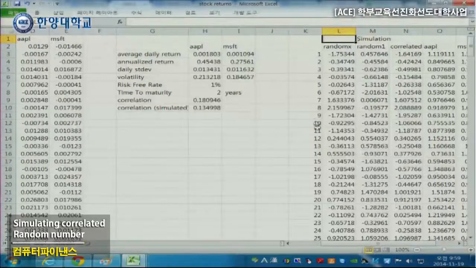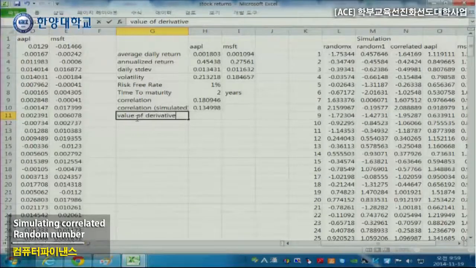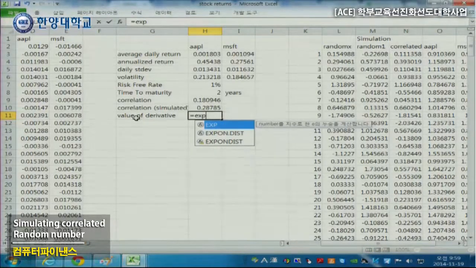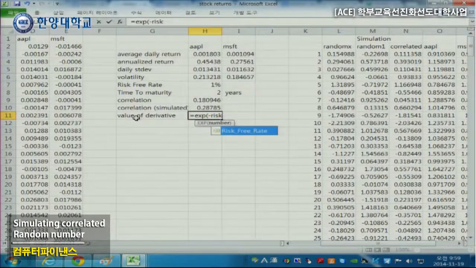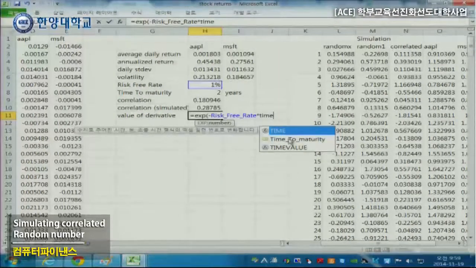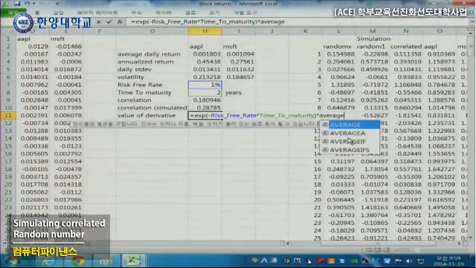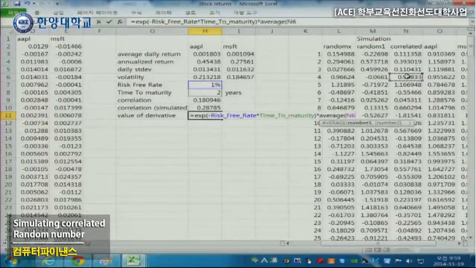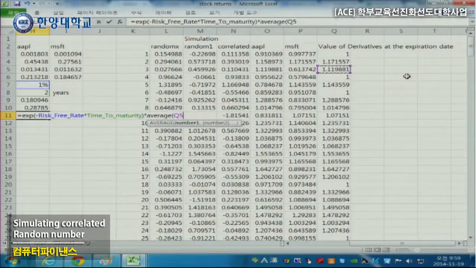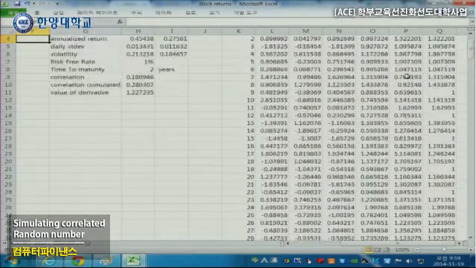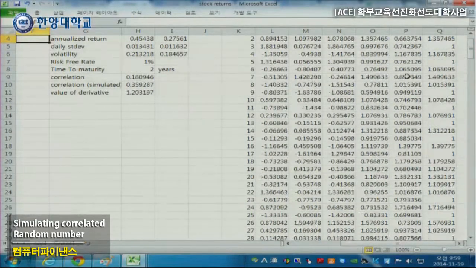So anyway, value of derivative. The value of the derivative is the exponential of minus the risk-free rate times time to maturity, and then the average of the value of the derivative at the expiration date. Okay, so the value of the derivative is this one.